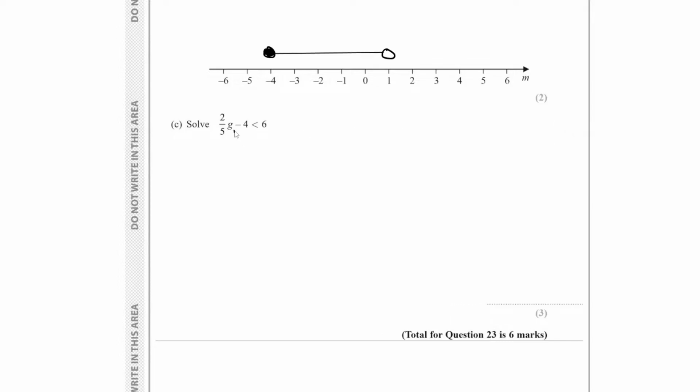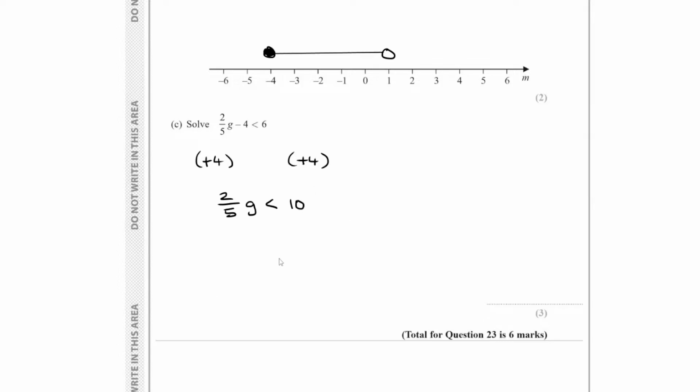It's currently -4, so to move it across I would need to add 4. And same as equations, you do the same to both sides. So add 4, so I've still got 2/5 G, copy the same symbol, and then 6 plus 4 is obviously 10.